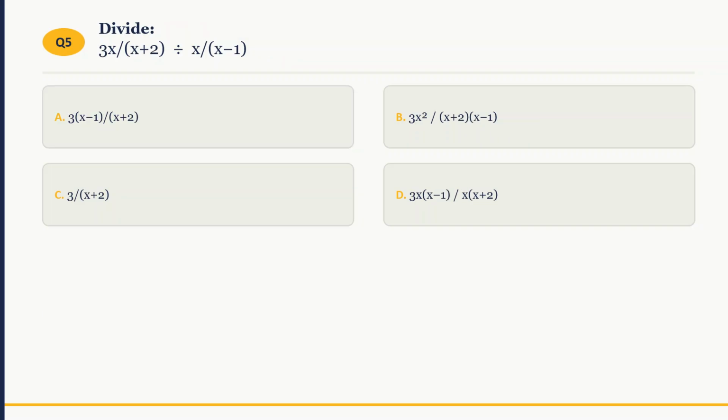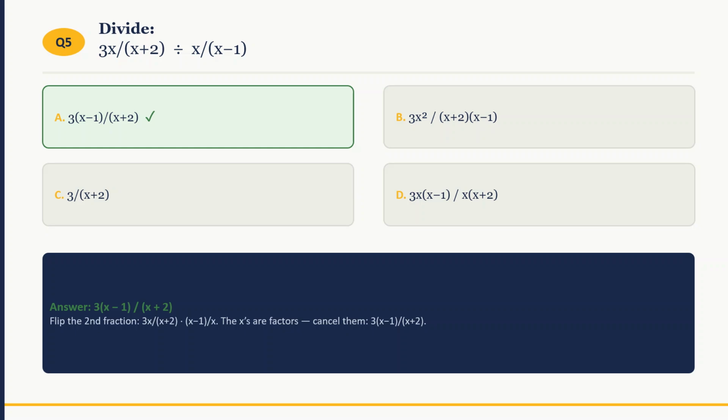Question 5. Divide x squared over x plus 1 by x over x plus 1. Take a moment to think about it. The answer is x. Flip the second fraction, the divisor, to get x plus 1 over x. Then multiply. x squared times x plus 1 over x plus 1 times x.